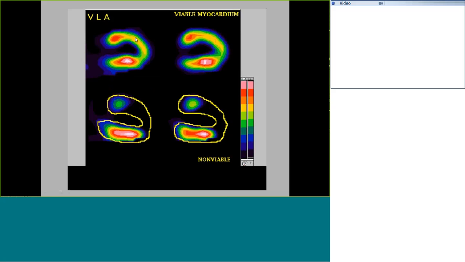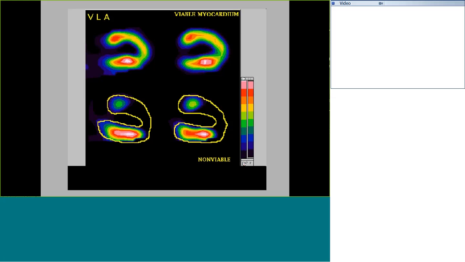Here is a patient with significant viable hibernating myocardium in the infarct zone, and here is a patient with no viable myocardium, only scar tissue. The scar tissue is shown by the presence of black and blue colors here. On the other hand, here the entire infarct zone shows more than 50 to 60% sestamibi or thallium uptake, thereby clearly indicating the presence of viability.